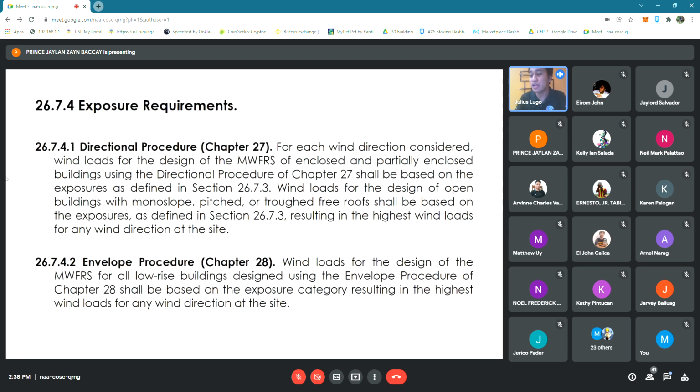Okay. So directional, we have the 4 procedures again. What are the 4 procedures again earlier for the MWFRS system na nasabi? Do you still remember? Okay, let's call someone. Let's try to call someone. Si Jarvie. Jarvie, do you still remember what the 4 procedures involved in the analysis of the wind load for the MWFRS system?